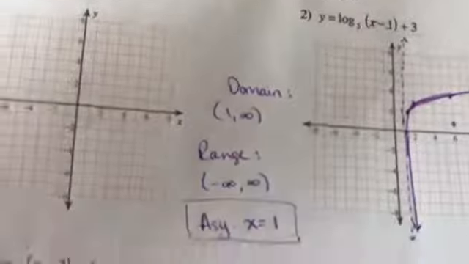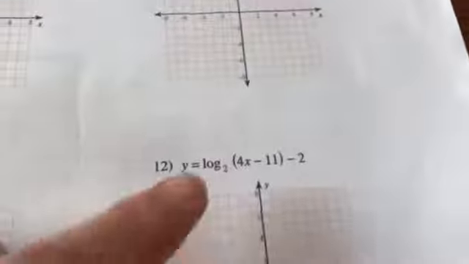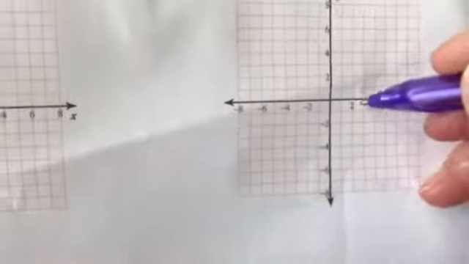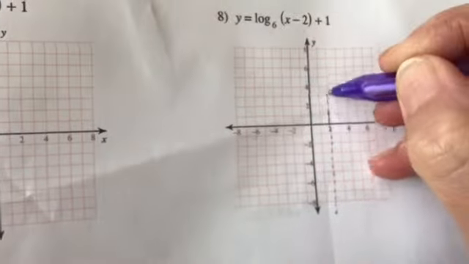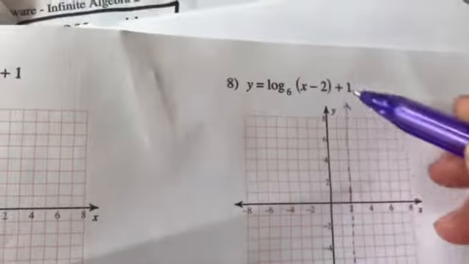So let me do one more here. Which one should we do? I know I want to do number 12 with you, but let's do this one. My papers are falling apart. My asymptote here would be 2, because that's what makes this 0. So before I do anything else, I'm going to put this dotted line right here at 2. So it looks like that. Then you could plug in some points.